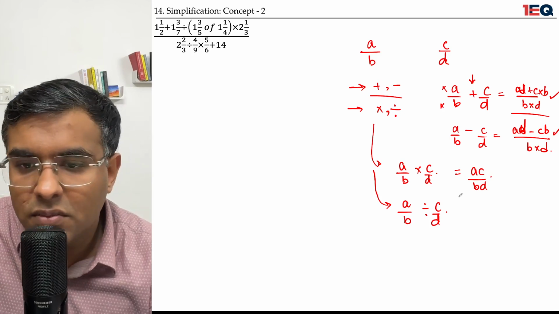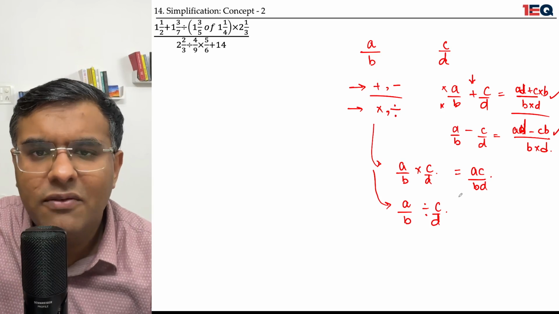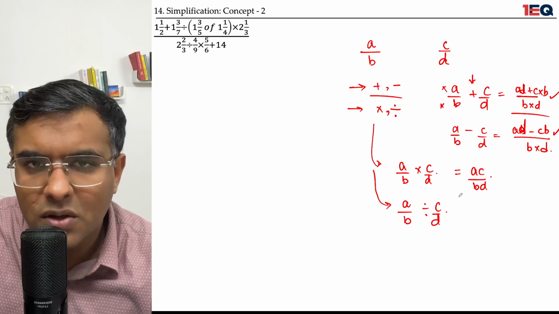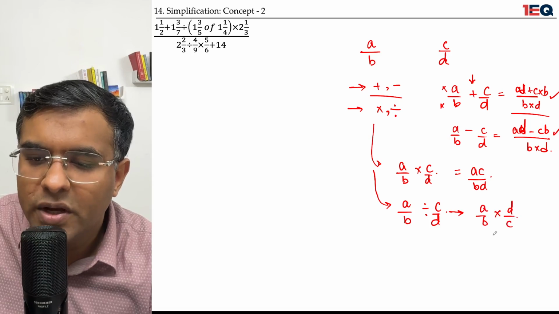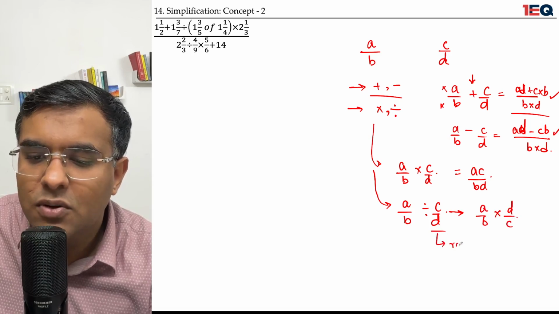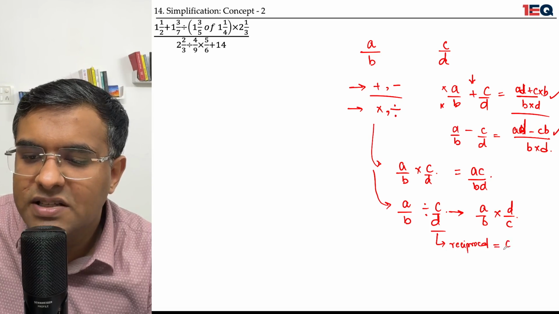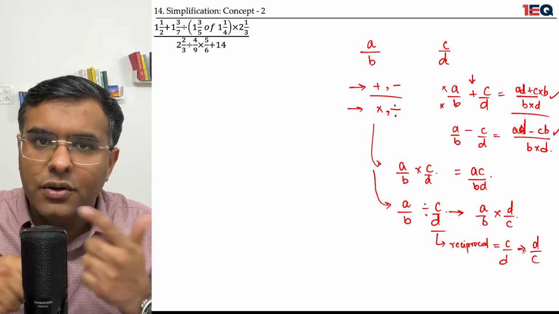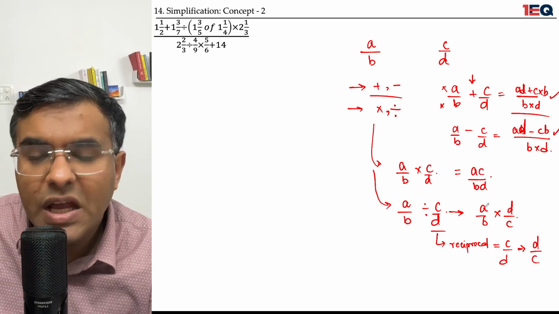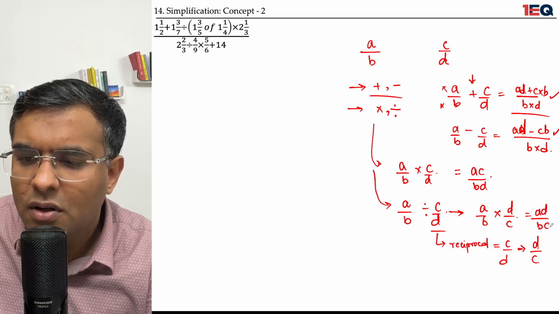You can also take the reciprocal of the first fraction, but in the end you will have to flip it one more time. So the best way to solve it is a by b multiplied by d by c. What I mean by reciprocal is that the reciprocal of c by d is d upon c. You flip it. Simple. a by b into d by c, so the final output comes out to be ad upon bc.